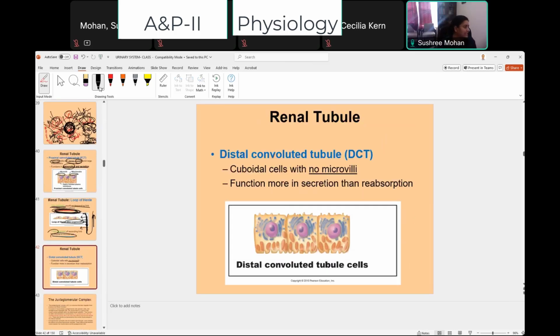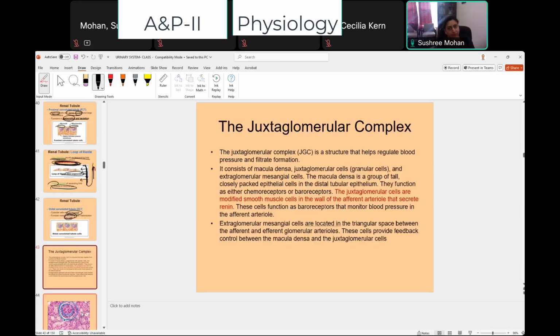So now the DCT, the distal convoluted tubule, does not have microvilli. The cuboidal cells do not have microvilli. That means reabsorption is not happening in the DCT. Whatever reabsorption happened, it happened mostly in the PCT. And it mostly functions in secretion. Some amount of reabsorption could be there. I will explain to you how, but with the help of aquaporins, some reabsorption happens, but mostly it is secretion, okay? Adding more bad substances to the urine, not reabsorption, which is taking back the good substances into the body.